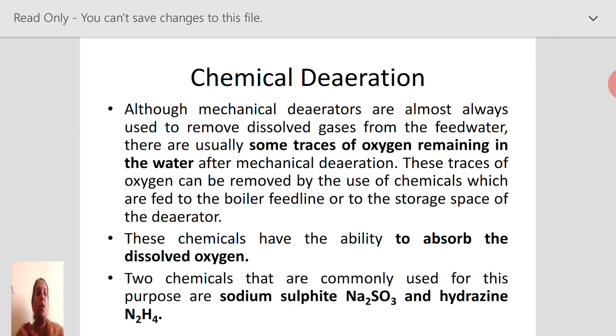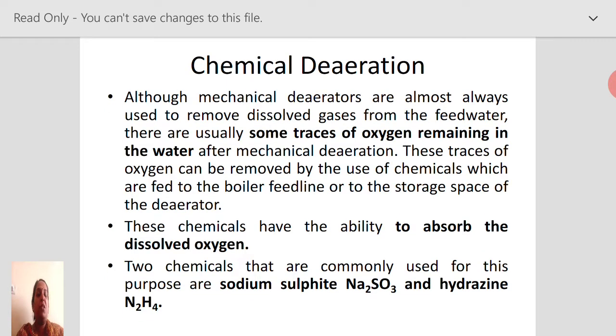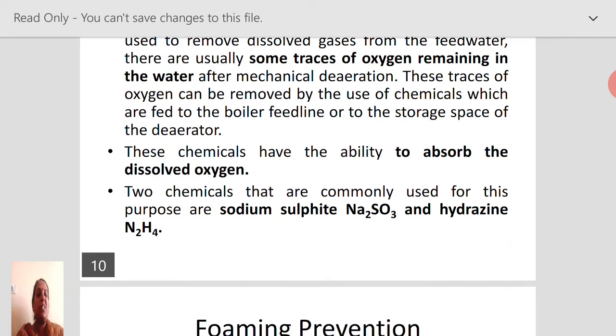The other problem we normally encounter in boilers is dissolved gases, such as oxygen or carbon dioxide present in the water. They react and lead to corrosion of the boilers. In order to remove these, we normally apply mechanical deaerators. But though we do this mechanical deaeration to remove the dissolved gases, there will always be some traces of oxygen that remain in the water. So we have to remove this by adding chemicals in the internal treatment, because these chemicals have the capability to absorb the dissolved oxygen. Normally the chemicals employed for this purpose are sodium sulfite as well as hydrazine.